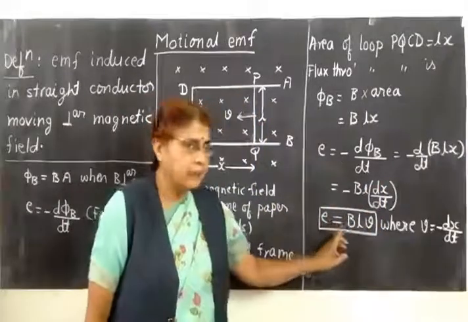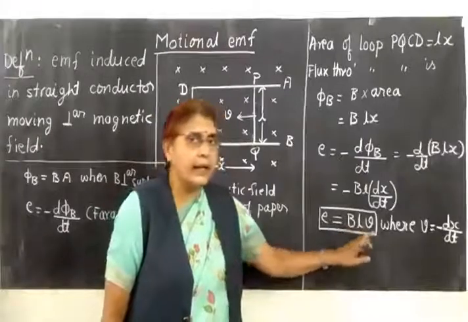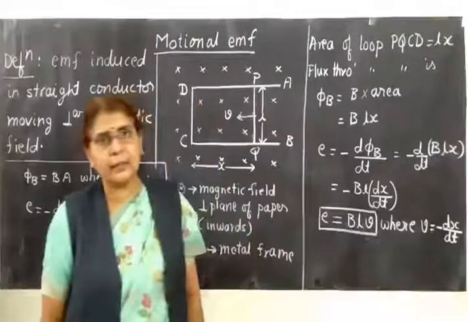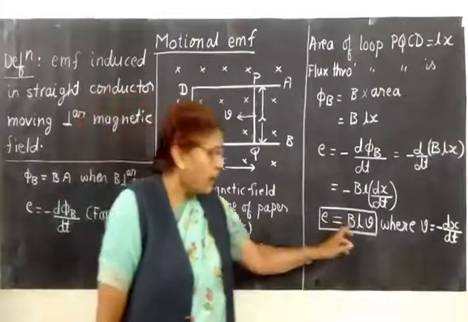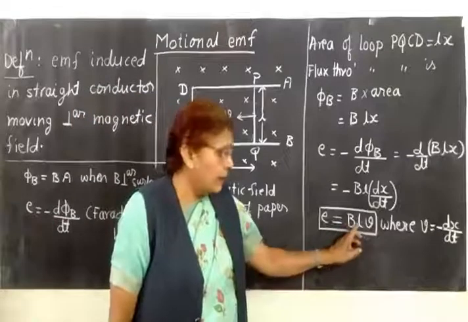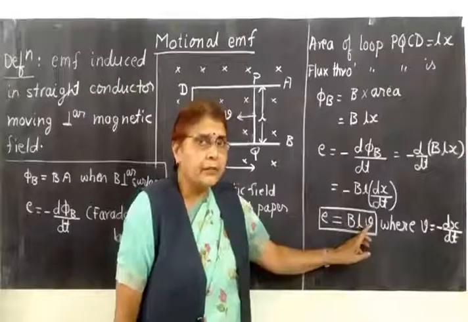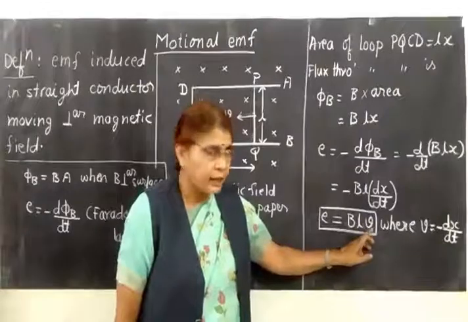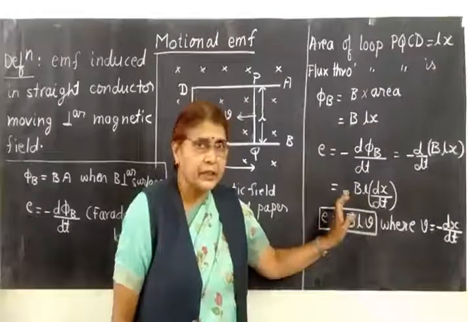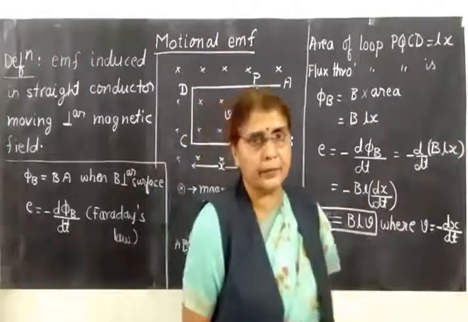Therefore the induced EMF becomes equal to BLv. So what are the various terms in this equation? B is the magnetic field, L is the length of the conductor, v is the velocity of the conductor. So this is nothing but an expression for motional EMF.